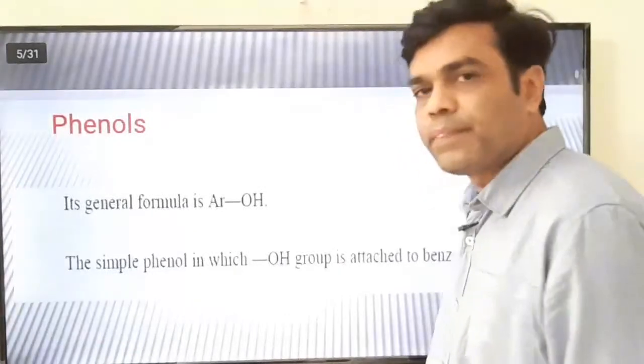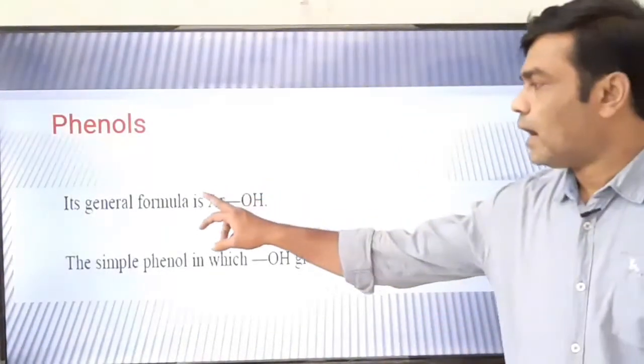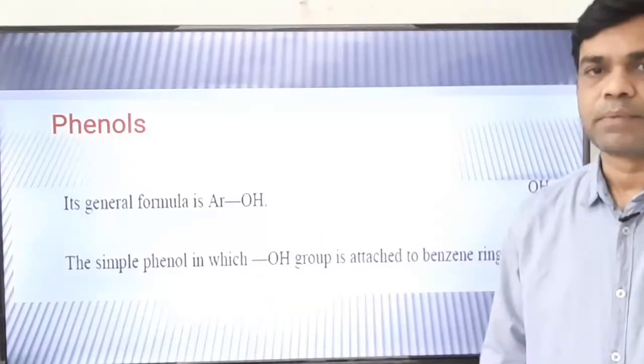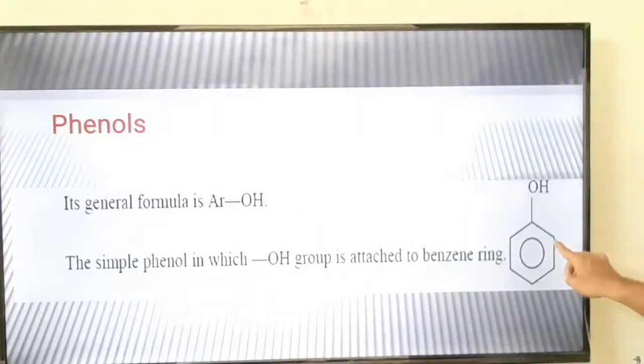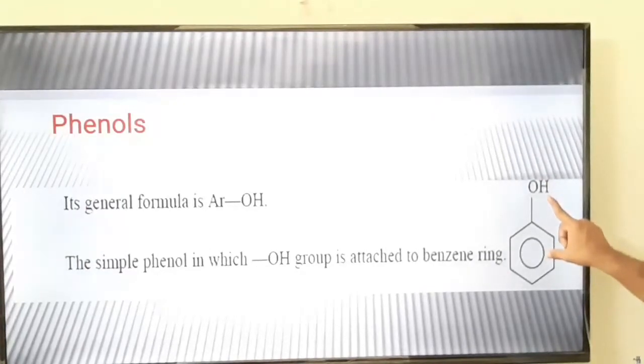As all of you know, phenols are aromatic hydroxy compounds. This is the example of phenol, the first member of the phenol family. This is a benzene ring, phenyl ring, and this is a hydroxy group. This is a phenol.